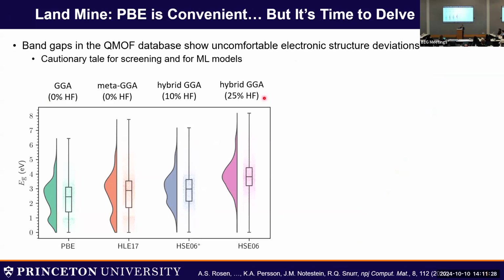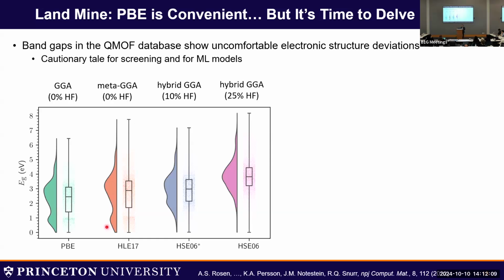So if we take a look at the band gap data on the materials in the QMOF database, which is also now on the Materials Project, we have 4 different levels of theory that I'm showing. On the left-hand side, we have PBE quality data, so the GGA functional. We have a meta-GGA functional called HLE17, which is meant for improved band gaps, from Don Truhlar's group. On the right-hand side, we have 2 hybrid functionals, one with 10% Hartree-Fock exchange and one with 25% Hartree-Fock exchange. This is that HSE06 functional that maybe you've heard or used before, just varying the degree of Hartree-Fock exchange.